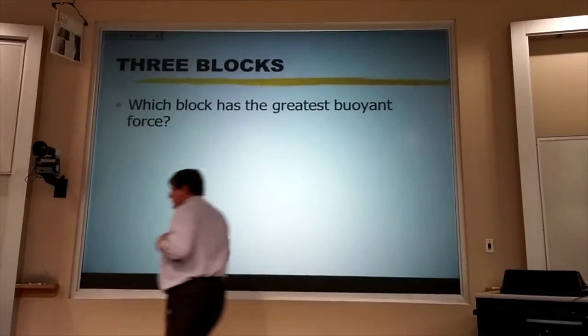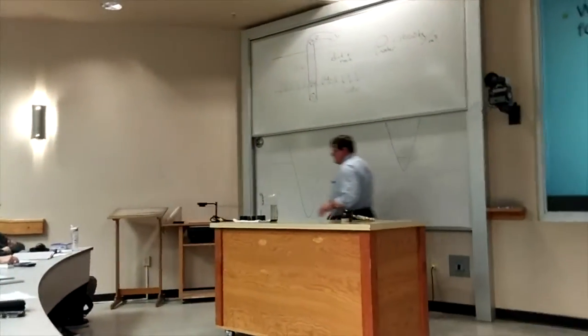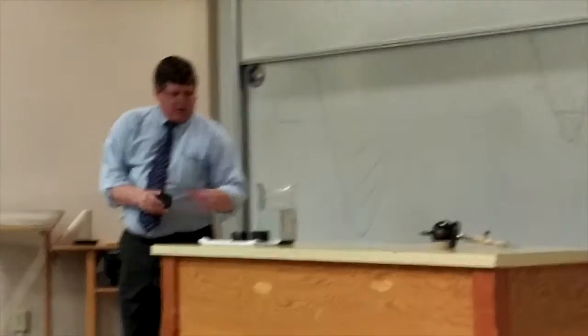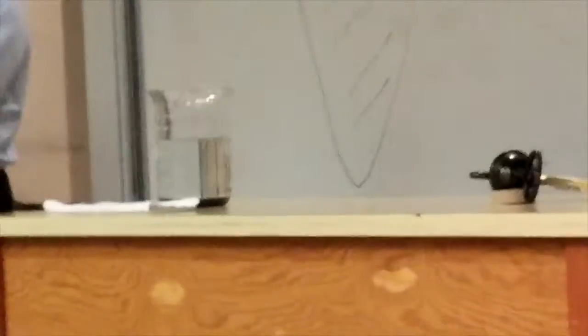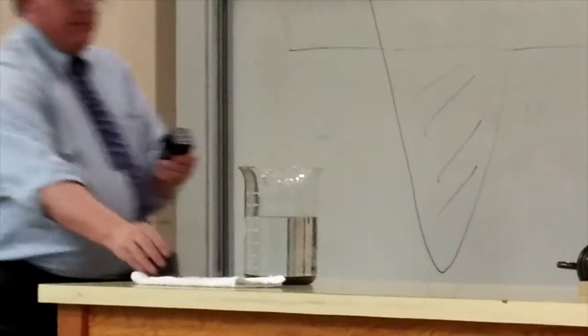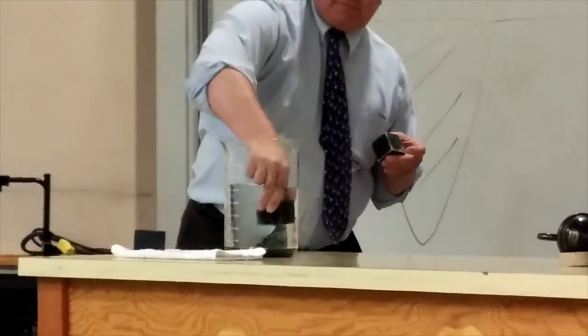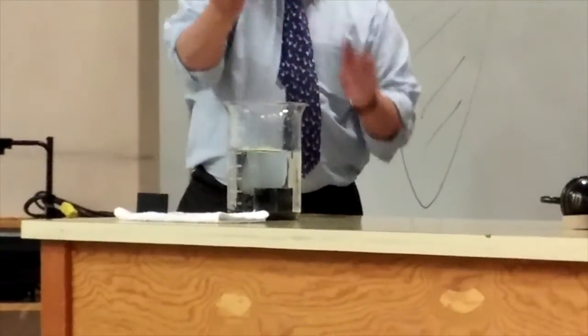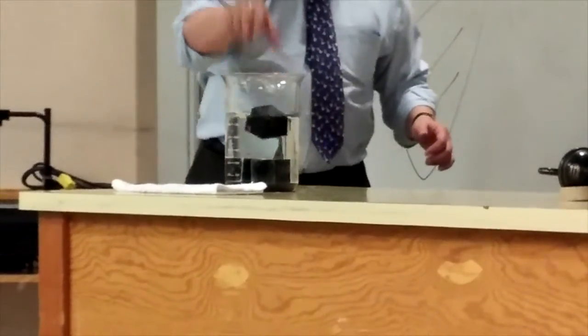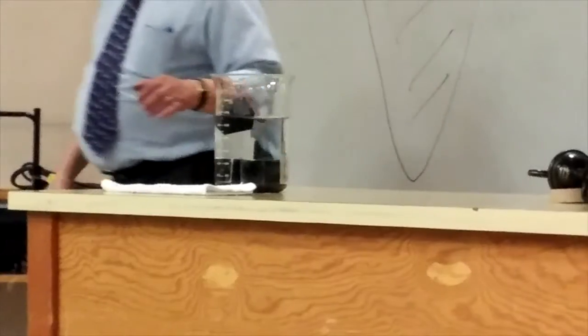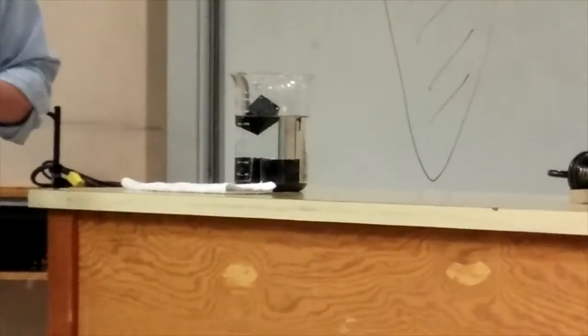I have here 3 blocks that are identical in the sense that they are all the same size and they are all painted black. But this one is made of steel, and this one is made of aluminum, and this one is made of wood. On which of those 3 blocks is the buoyant force the greatest?